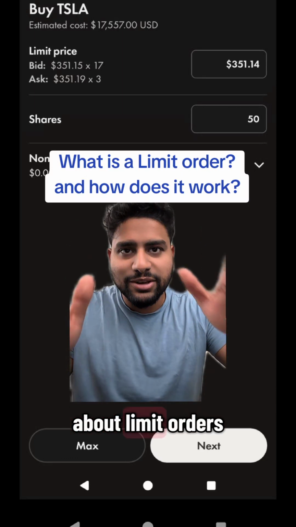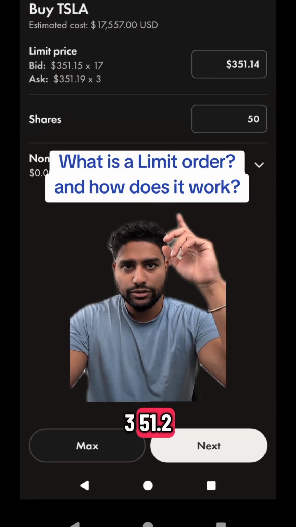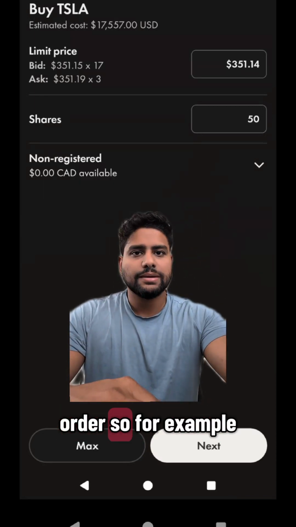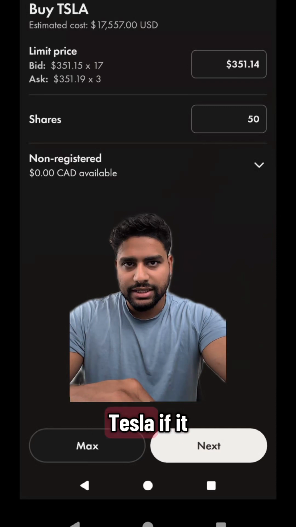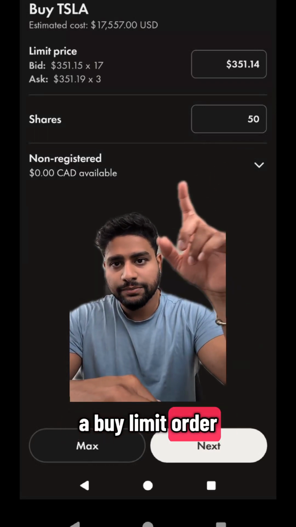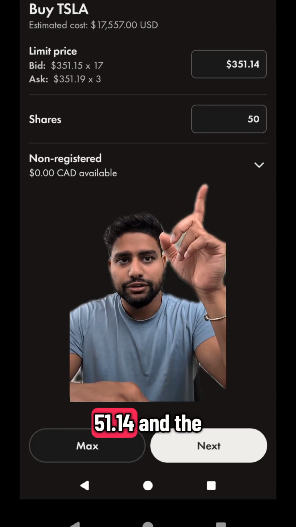Now let's talk about limit orders. So instead of using a market order where you just buy at $351.24 a share, you can place a limit order. So for example, let's say you only want to buy Tesla if it drops to $350. You can set a buy limit order. So it says buy limit price there. You could set it to 350 instead of 351.24.